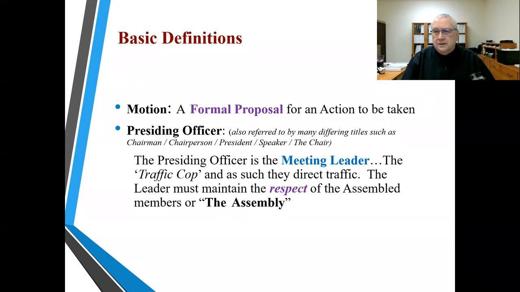So when I witness a meeting leader turning to the secretary, can you read back the motion as it exists right now? Part of me thinks, that's not being a traffic cop. The secretary's not in charge of the meeting. You are. It's your job. You instruct the secretary what goes into the record. Another very, very important principle. The meeting leader is the traffic cop. That is their job.